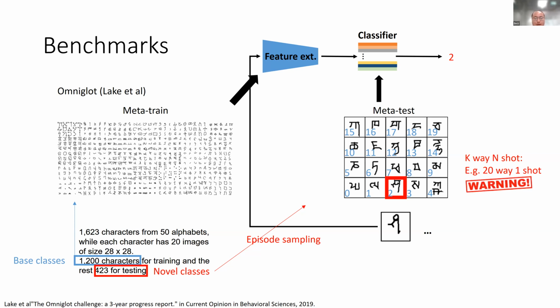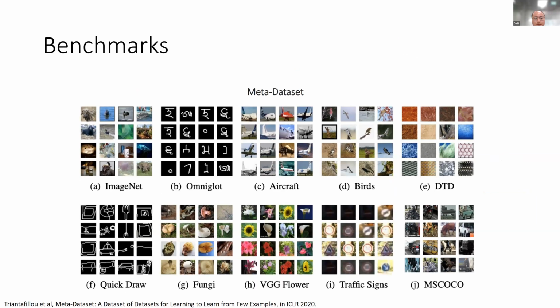But one thing people realized is that, because it's common to use a fixed K-way and N-shot for data sampling or episode sampling, when the model is evaluated at a different way or shot, the performance will degrade. So it means the meta learner, or the few-shot learner, got overfitted to this way and shot protocol, which is something we don't want to have.